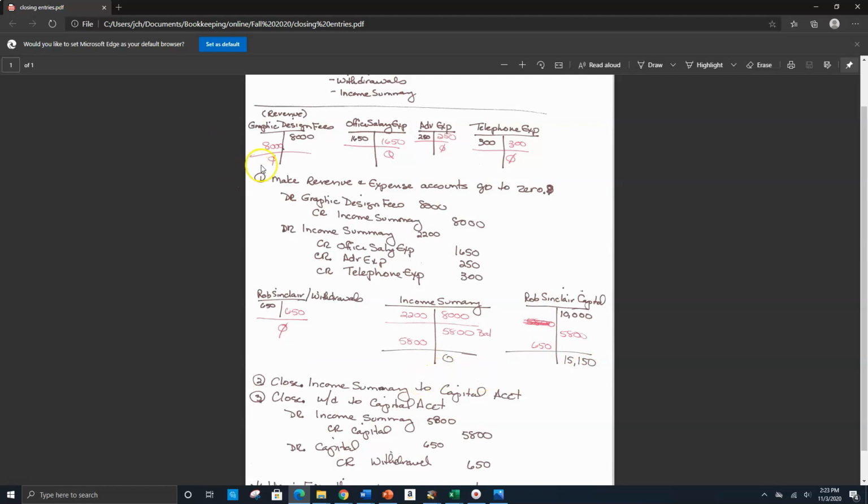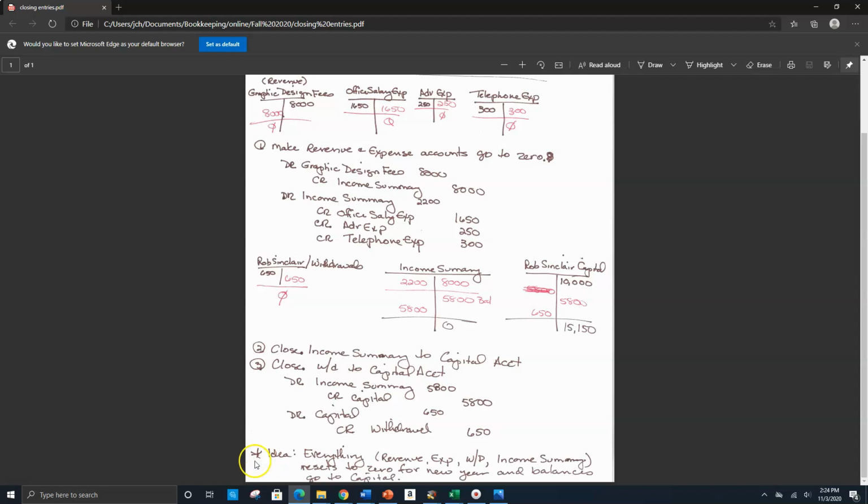Our revenue accounts are at zero, our expenses are at zero, our income summary is at zero, and our withdrawals are at zero. So the idea is everything, revenue, expense, withdrawals, income summary resets to zero for the new year, and balances go to capital. Okay, so that concludes this explanation.